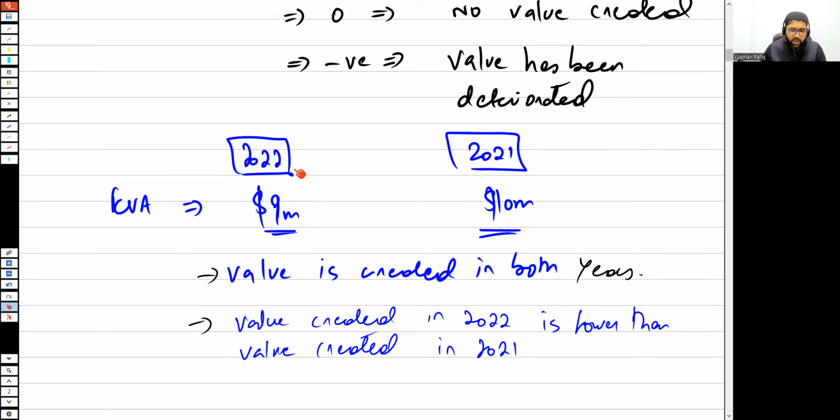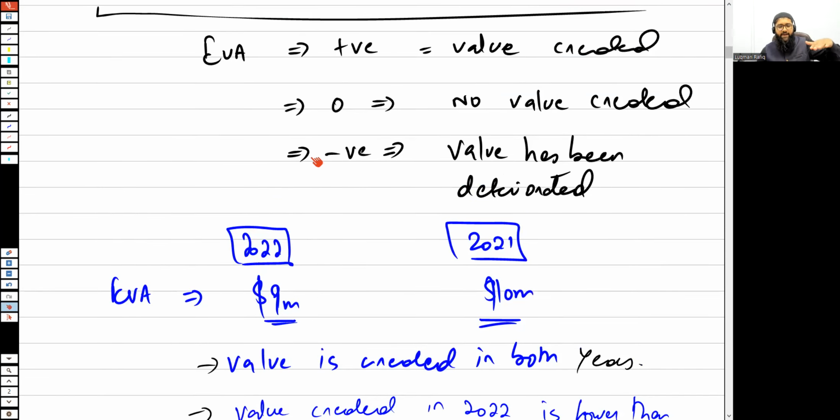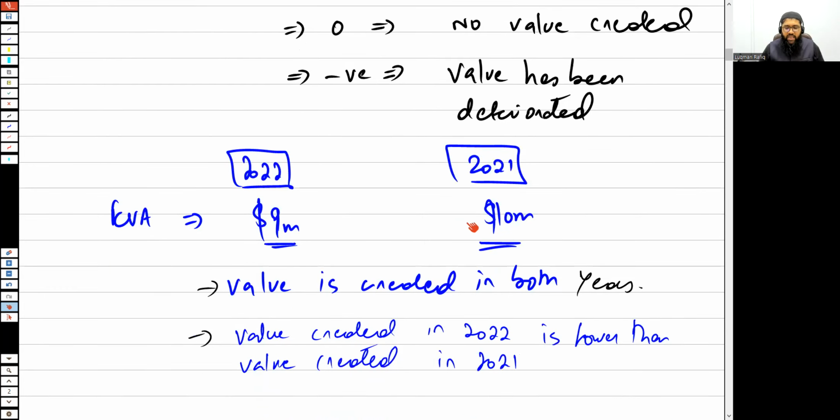So when we talk about the economic value added, the result could be interpreted like this. If EVA is positive, value created. If EVA is 0, no value created. If EVA is negative, value has been deteriorated. If over a period of time you are comparing EVA, and the EVAs have been positive, the values could still fluctuate. So it was 10 million in 2021, it's 9 million in 2022. That means value has been created in 22, but a lesser value is created as compared to 2021.